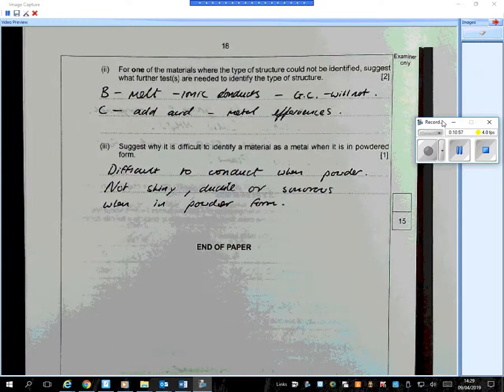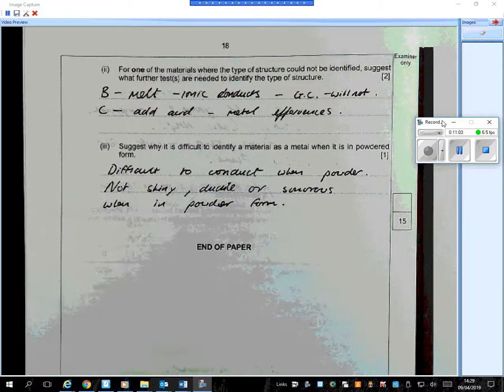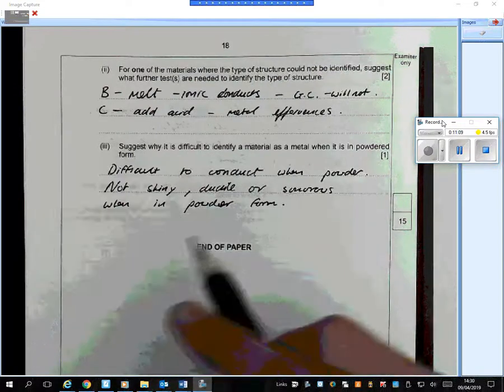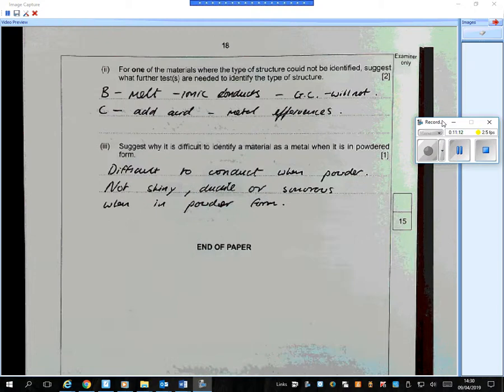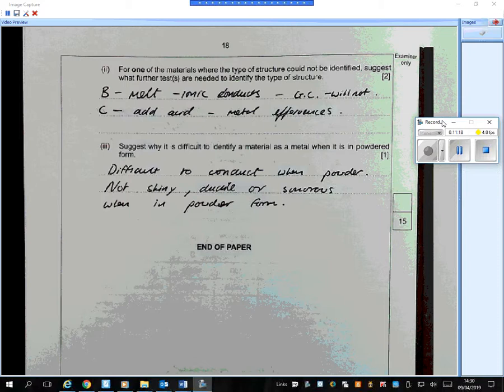And finally, suggest why it is difficult to identify material as a metal when it's in powdered form. Well, a bit of a funny question, this one. It's difficult to conduct when in powdered form. It's not shiny, ductile, or sonorous when in powder form. So the properties of a metal in powdered form don't really appear, or certainly they're not obvious.